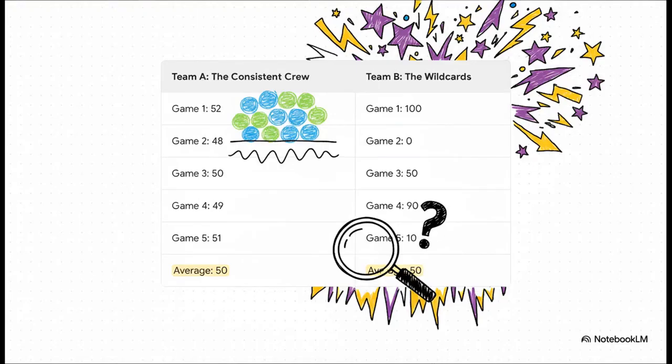Check this out. Team A, we'll call them the consistent crew, is exactly what they sound like. I mean, they score right around 50 points every single game. You know exactly what you're going to get. But then you have Team B, the wild cards. Just look at these scores. One night they're on fire with 100 points, the next they completely crash and burn with 0. They have the exact same average, but it is a totally different story. This difference, this spread in the data, that's the hidden story we're hunting for.